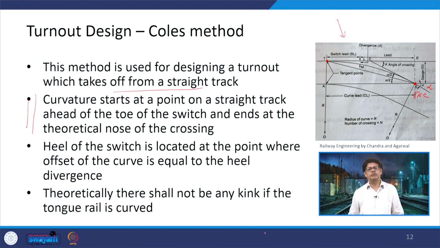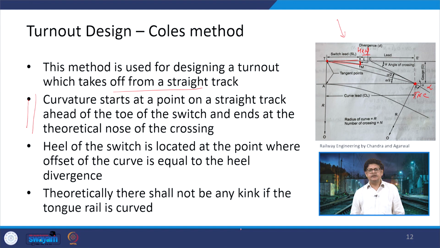So, this is the T point, the tangential point here. And the heel of the switch is located at a point where the offset of the curve is equal to the heel divergence. We discussed the heel divergence and the value which should be there. If I am correct, we talked about 44 mm. So, what we do is we keep moving along the main track as well as the curved track, and a point will come where we will get the distance equal to the heel divergence. So, that distance here, say Lm, is the heel divergence. So, this is the heel of the switch, here.